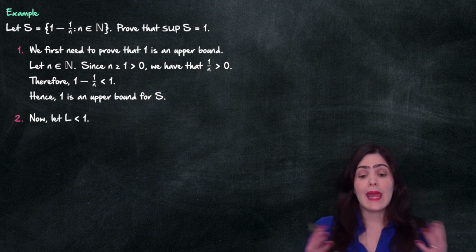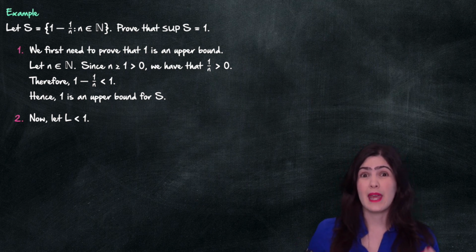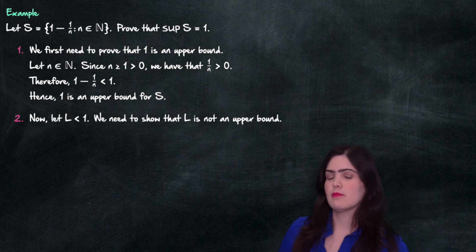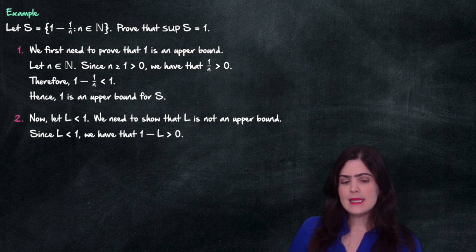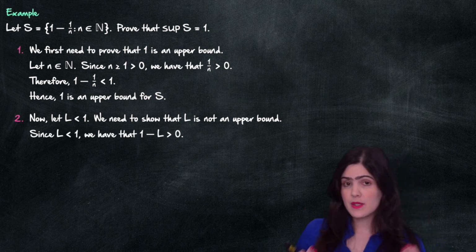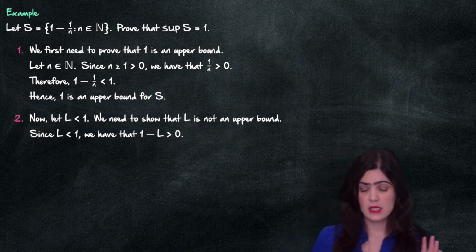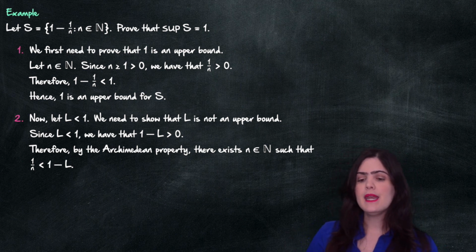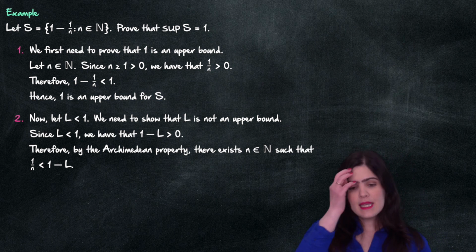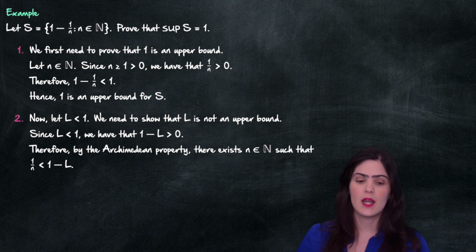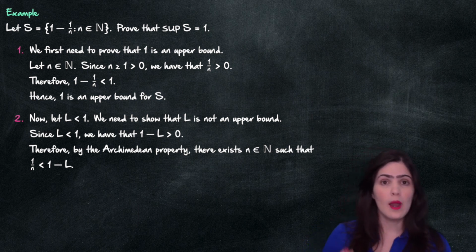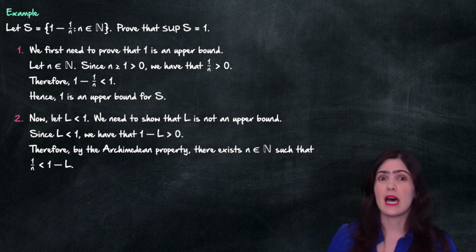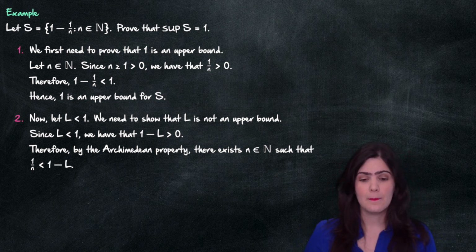We're going to choose an L less than 1, and we need to show that L is not an upper bound. Okay, so how do we show that L is not an upper bound? Well, since L is less than 1, we know that 1 minus L is positive. That's the first thing to do. But now, by the Archimedean property, we can find a natural number n such that 1 over n is less than 1 minus L. No matter how small 1 minus L is, we can always find an n sufficiently large such that 1 over n is less than 1 minus L.